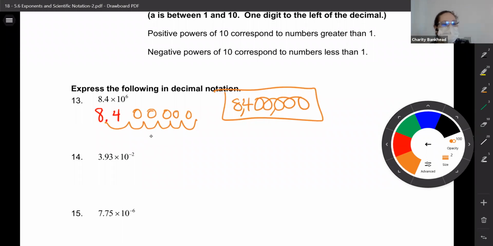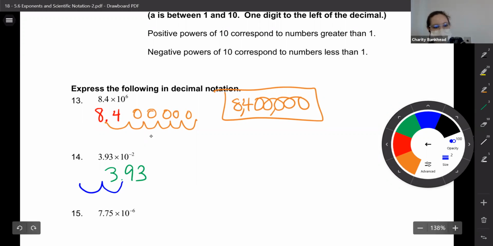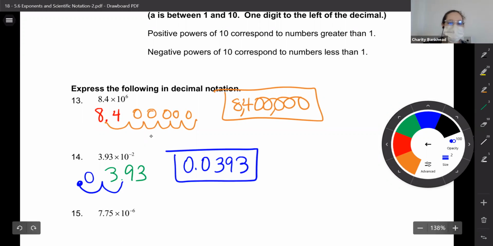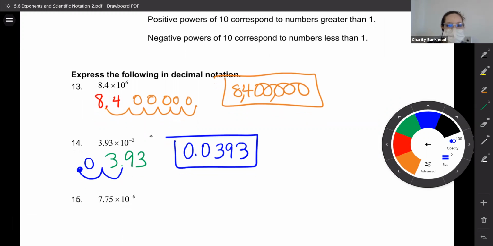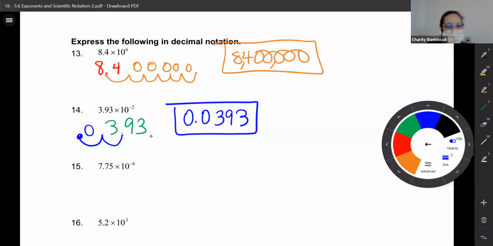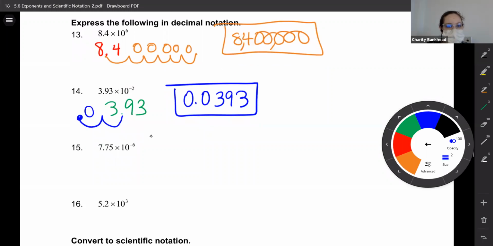All right. So when the exponent is negative, that means you're going to move the decimal to the left. So we have 3.93. We're going to move the decimal point 2 times to the left and fill that in with 0. So it's going to be 0.0393. Yeah, so when the exponent is positive, it's a big number. When the exponent is negative, it's a small number.